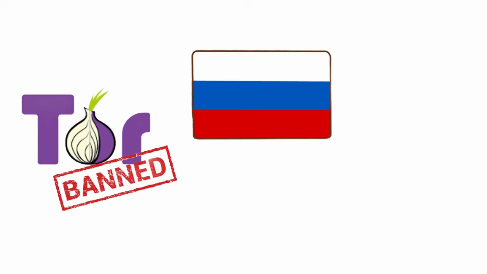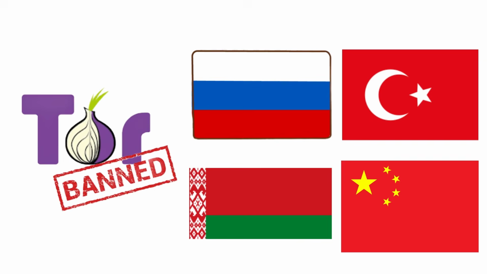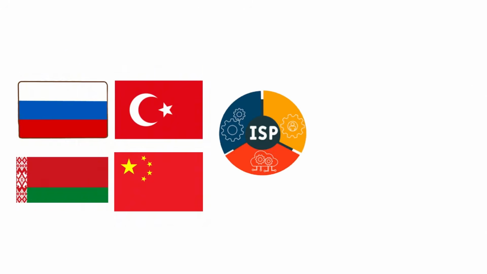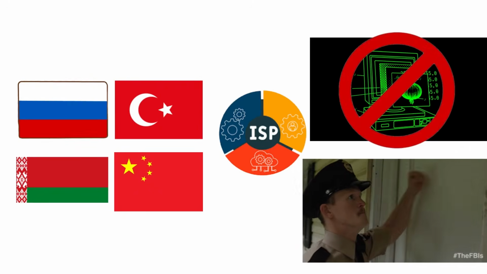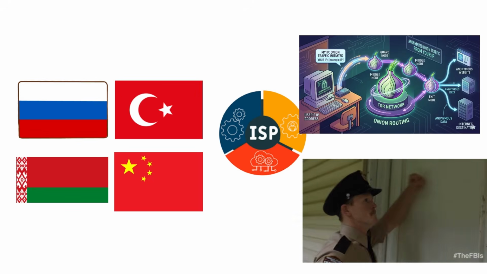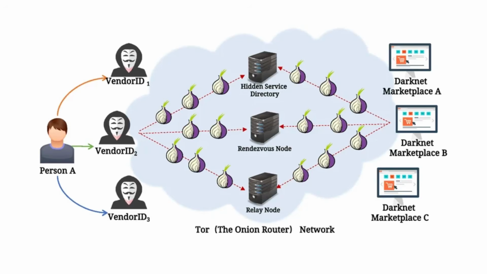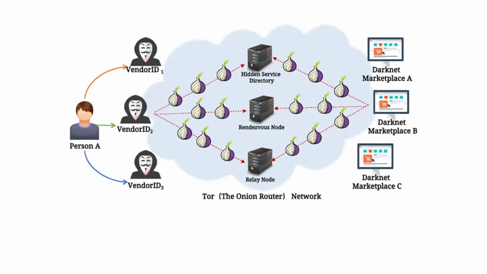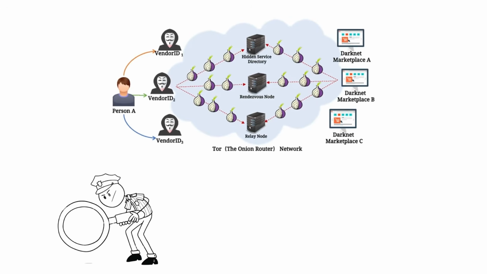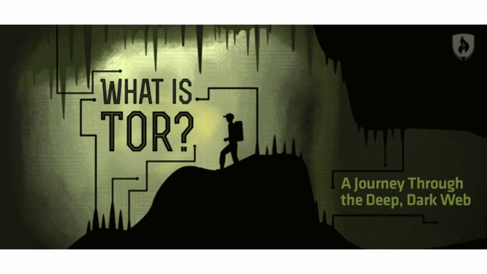It's banned in Russia, Belarus, Turkey, and China. In these places, the ISP won't just block the site, they might send a knock to your door if they see onion traffic coming from your IP. Tor works by bouncing your signal through 3 different layers of nodes around the world, making it effectively impossible to trace. It's the only way to access the true dark web.